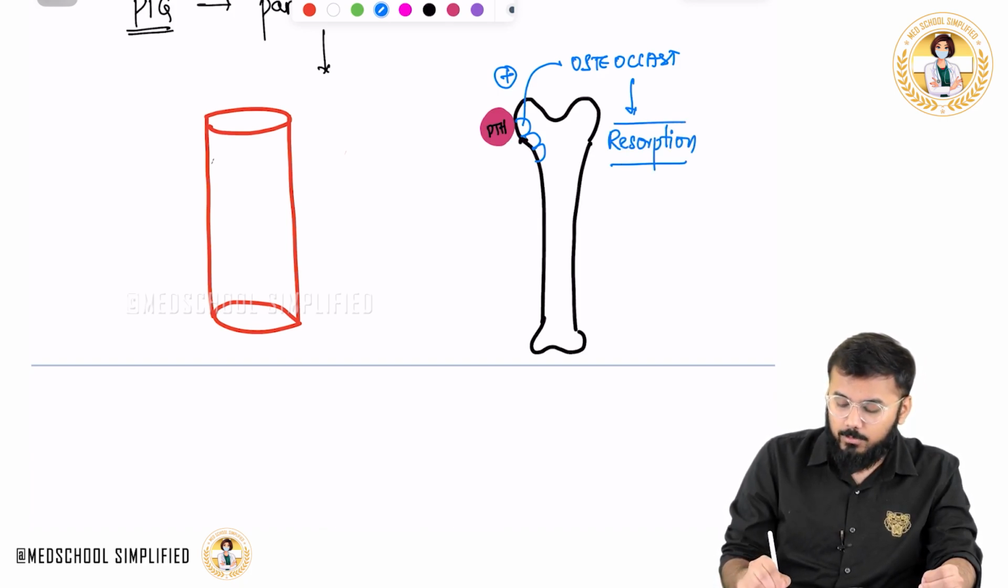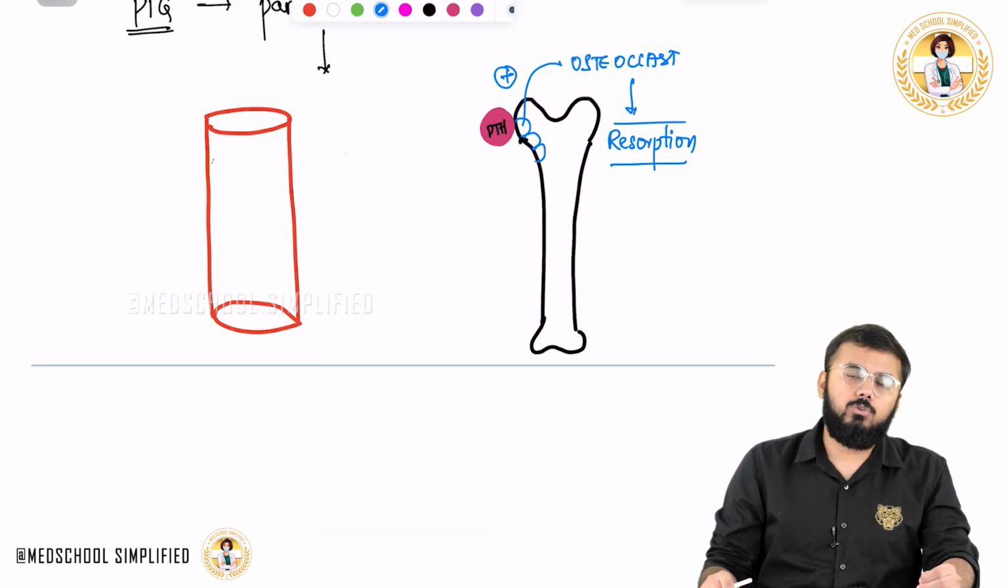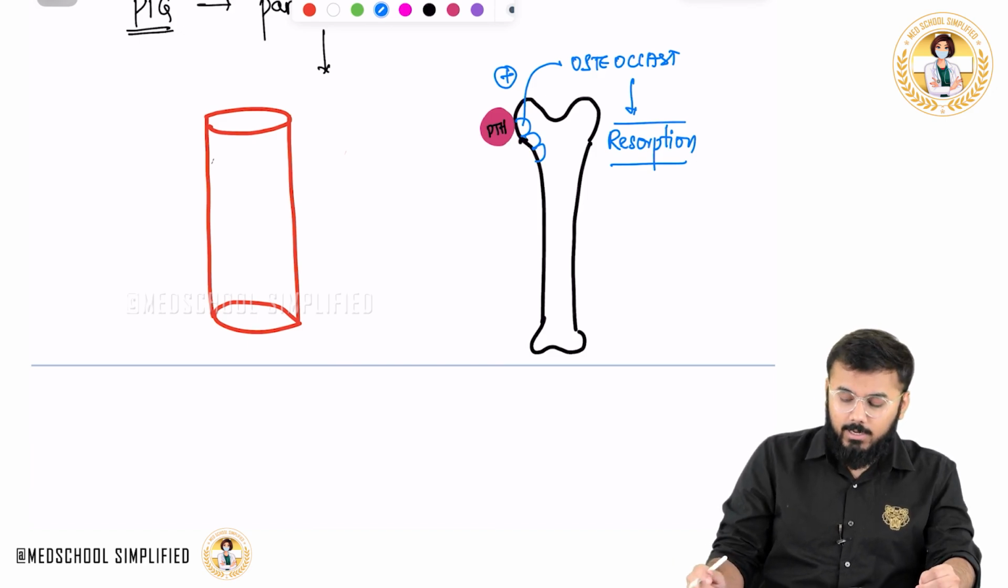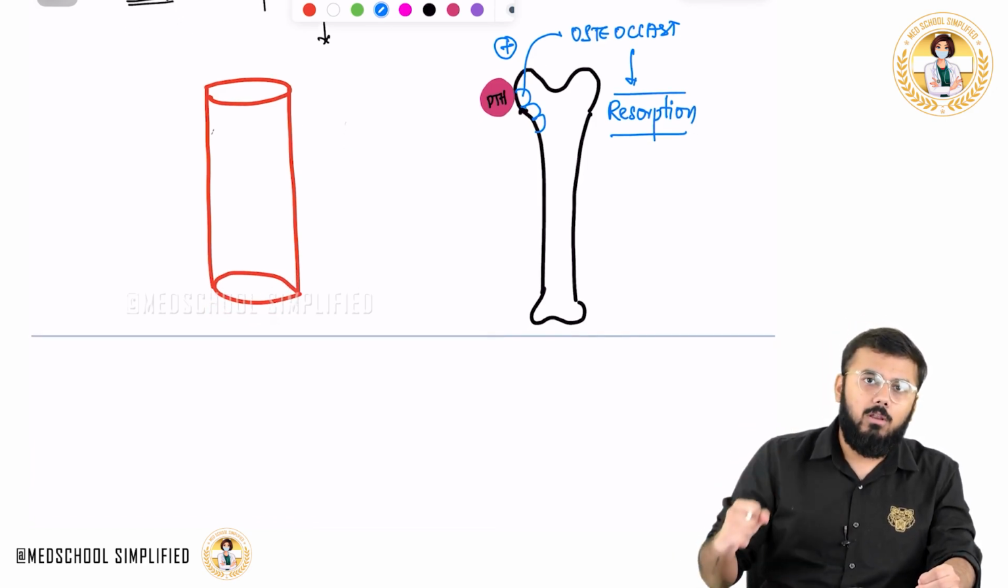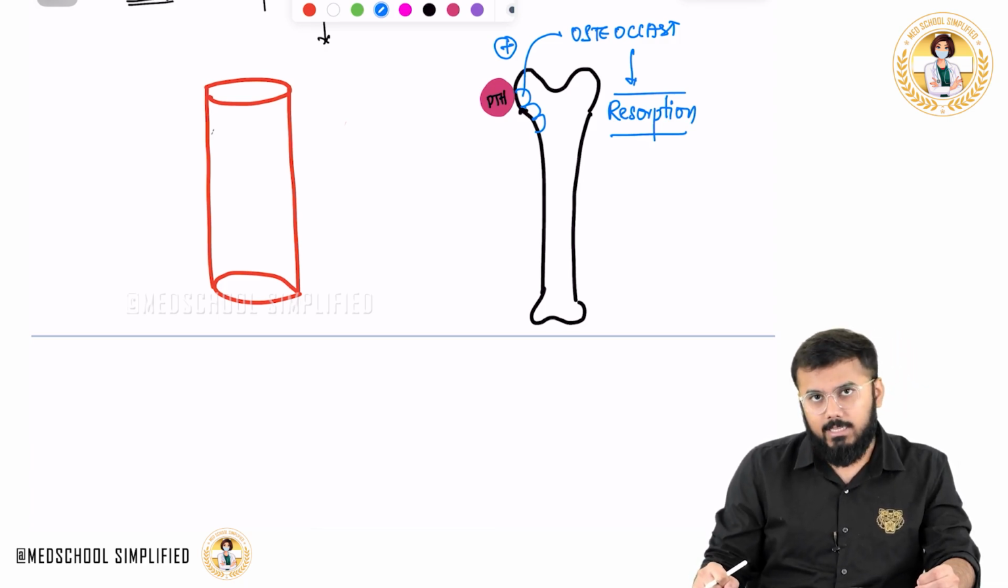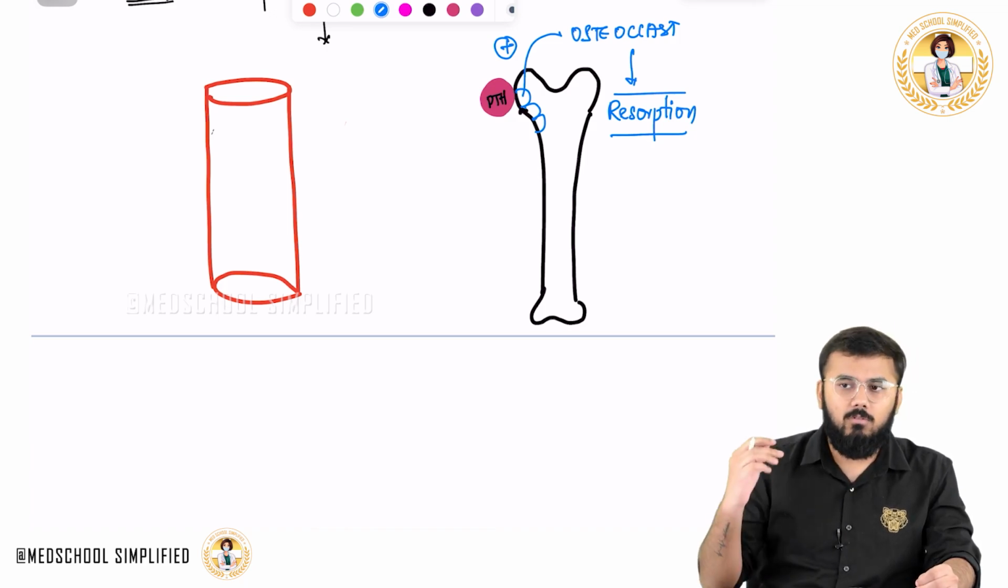What do you mean by bone resorption? Bone resorption is also called demineralization of the bone. It means, for example, you take a knife and stab the wall. When you hit the knife to the wall, whatever cement is deposited on the wall will fall down.